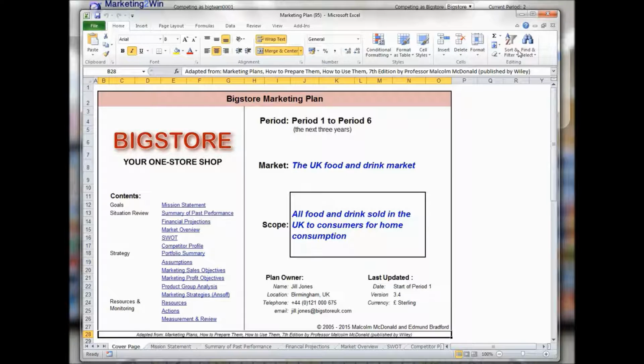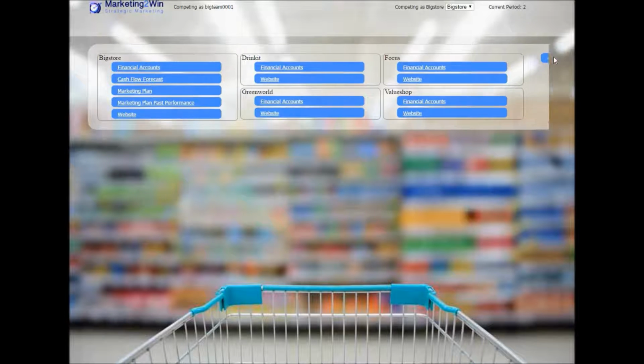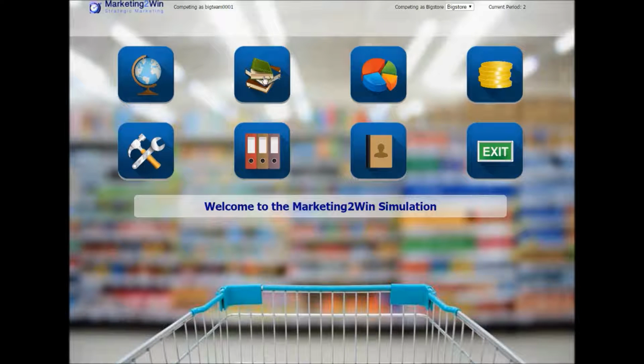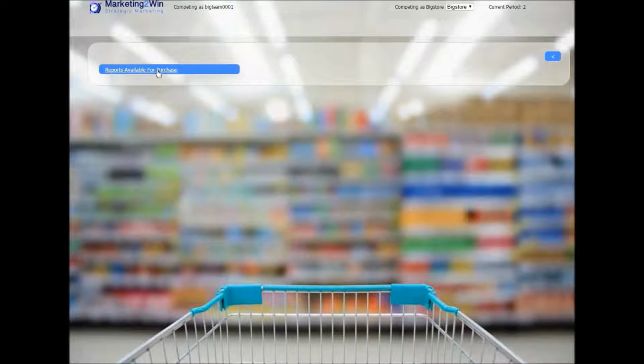So those are your first two tasks, to look at your website and your competitors' websites and to download and look through your marketing plan. The next thing to do is to then maybe look at these research reports. They're there if you need to use them.